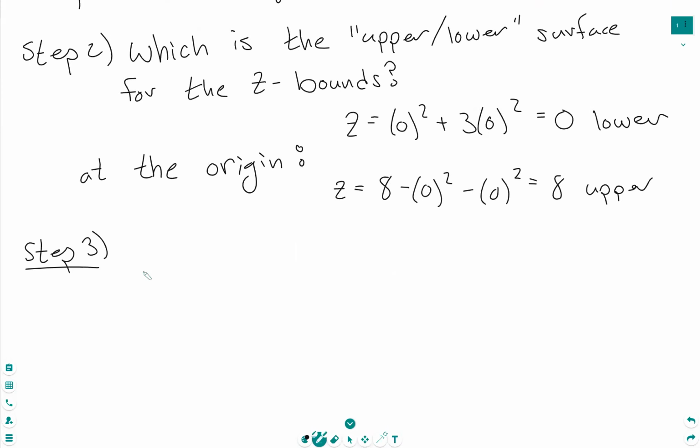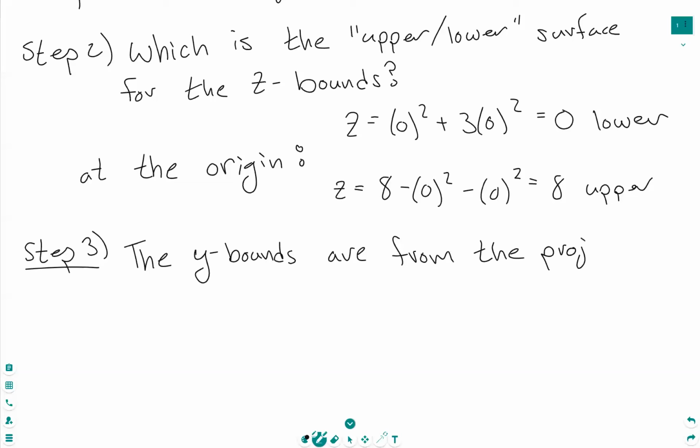So the y bounds are from the projection that y is equal to plus or minus the square root of 4 minus x squared over 2.